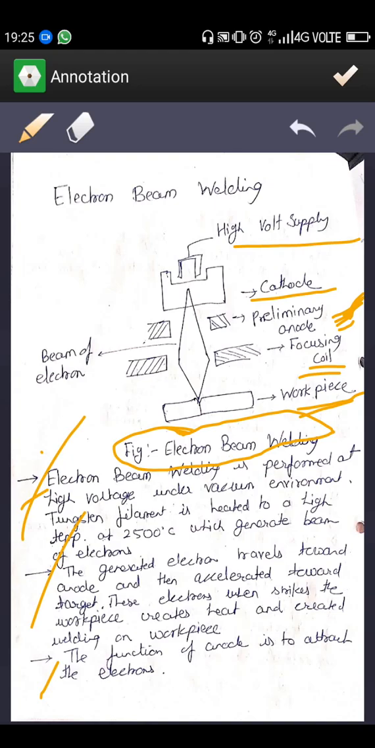In the electron beam machine, 3-axis tables are used for holding the workpiece. Electron beam welding applications can be seen in aerospace industries as well as automobile industries. A material like titanium can also be welded by using electron beam welding.